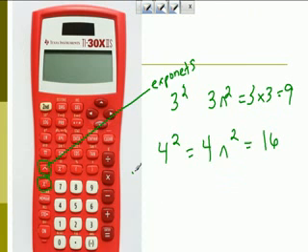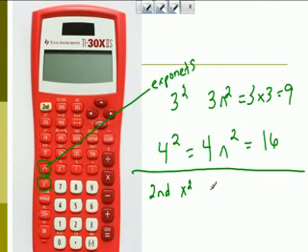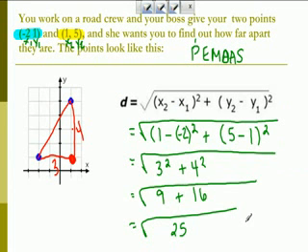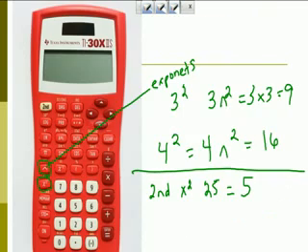So to find the square root of 25, remember, you would do second x squared 25 equals. Then you should get 5. So distance equals 5. So this line equals 5 units. Very simple. It looks very difficult, but it is not. Let's go on to the next one.